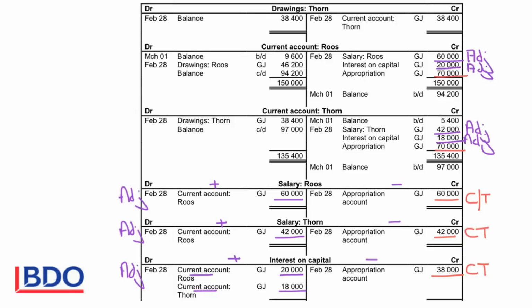Remember, current account, drawings account, and capital account is equity. Equity increases on the credit side and decreases on the debit side. So if we want to increase the equity to show that there's more money in the business that belongs to the owner, we have to credit the current accounts.